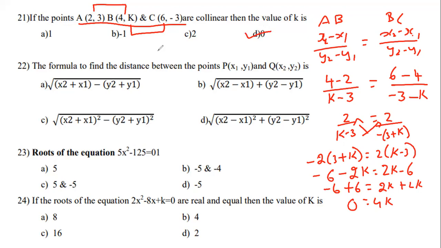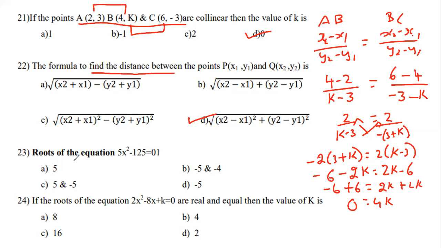Option D is correct. Next, the formula to find the distance between the points. Distance formula is square root of x2 minus x1 whole squared plus y2 minus y1 whole squared. So which option is right? Option D is correct.